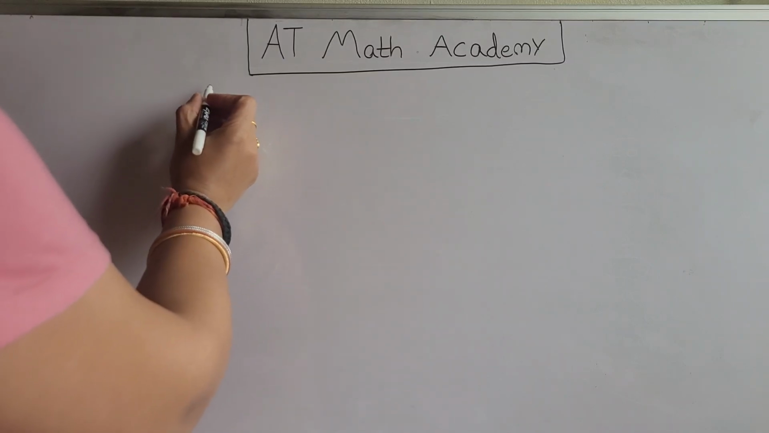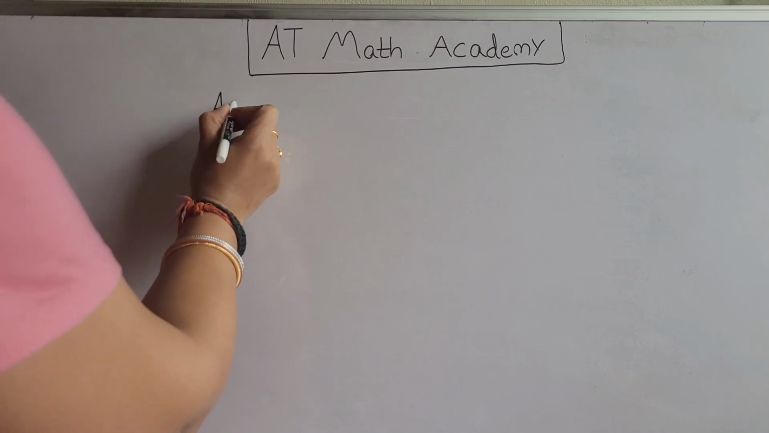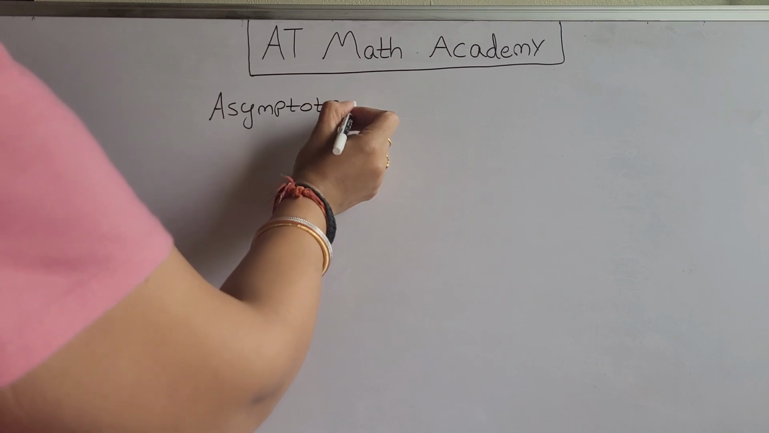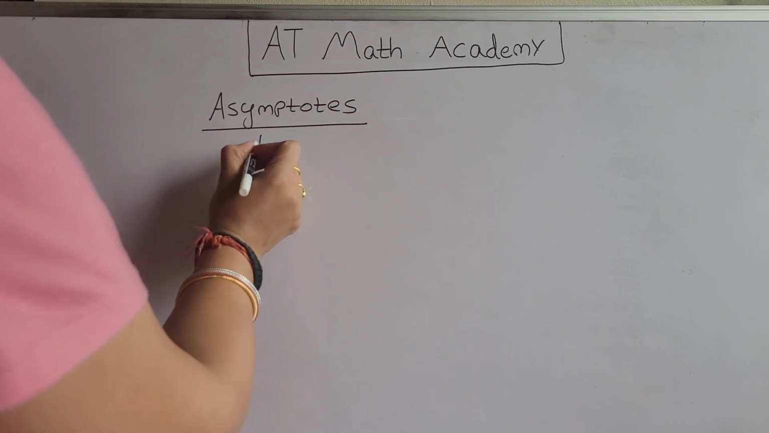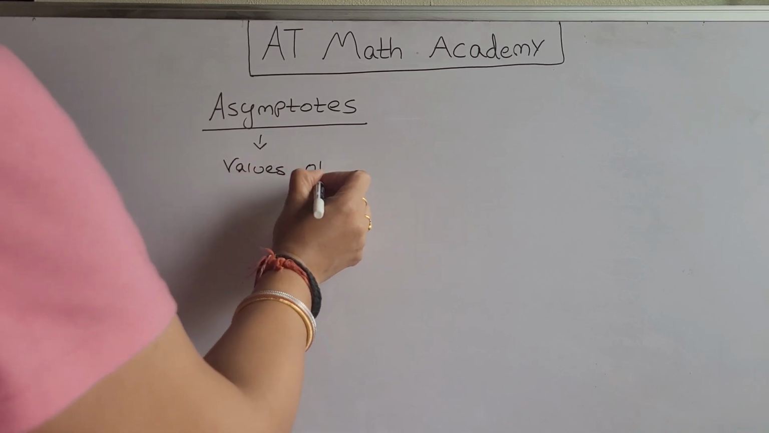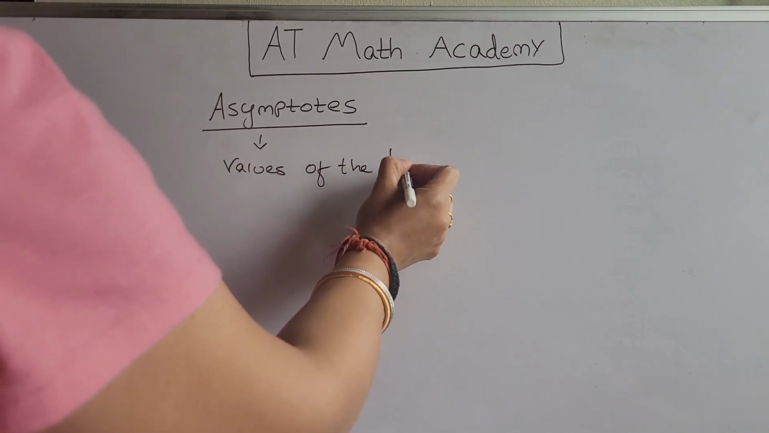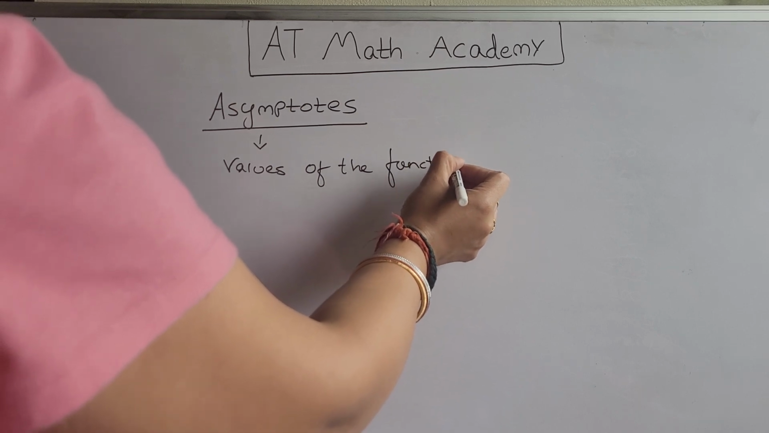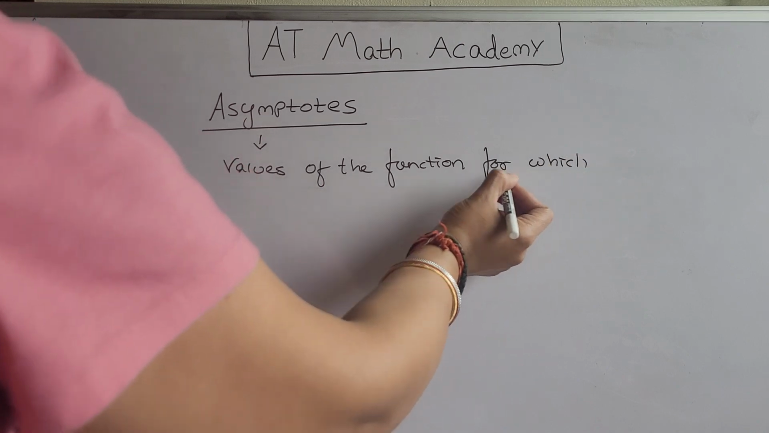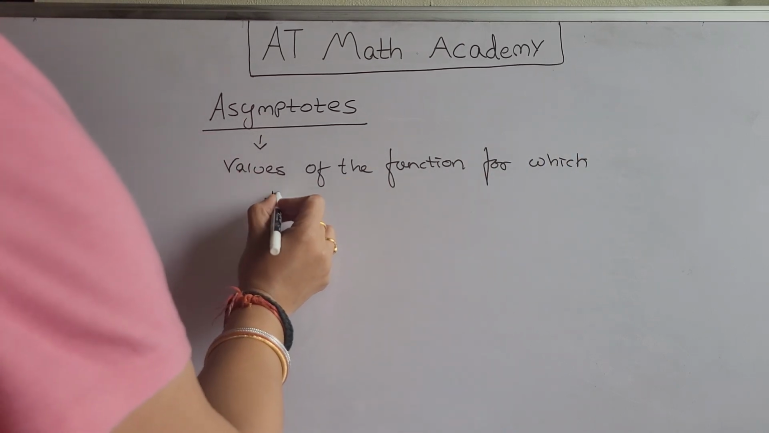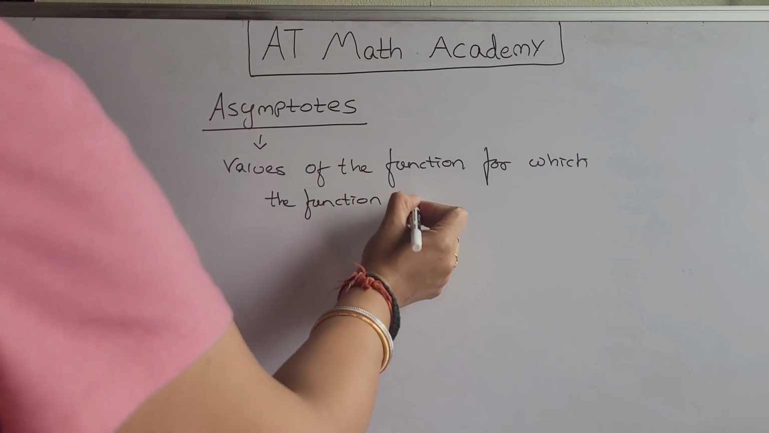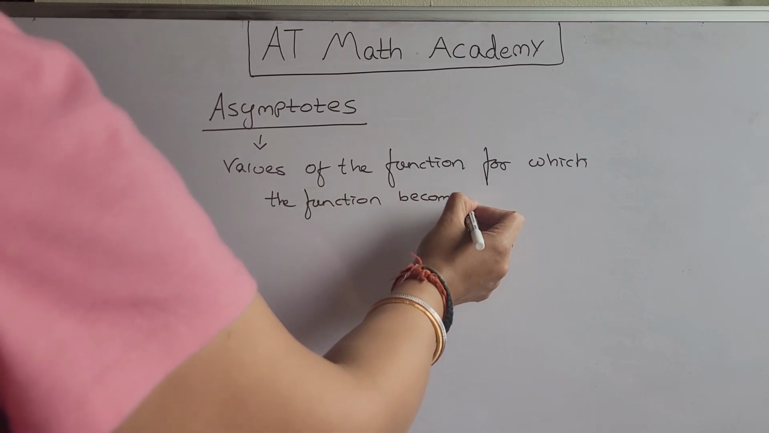Today I am going to discuss asymptotes. So what are asymptotes? Asymptotes are the values of the function for which the function becomes undefined.